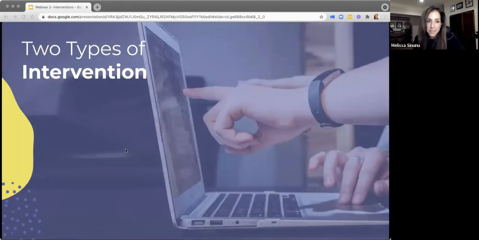So first, we will discuss the 2 most commonly recognized intervention models. The 2 most commonly recognized models for RTI interventions are called standard protocol and problem solving. And both of these are different than the approach the core curriculum takes.